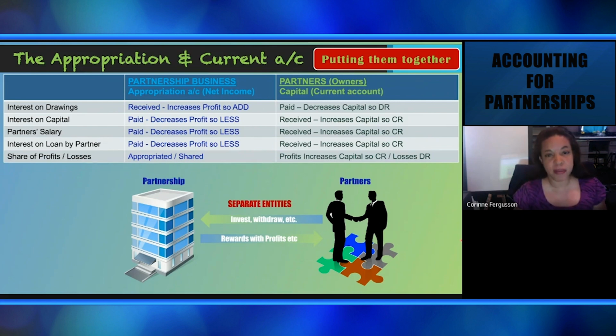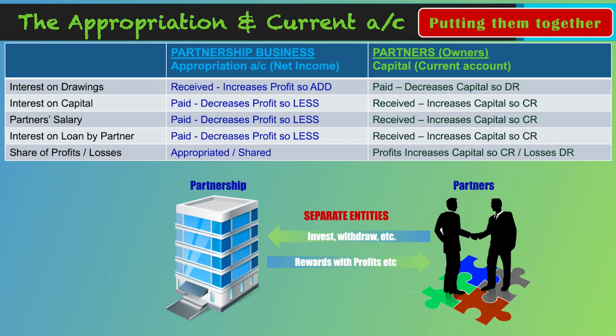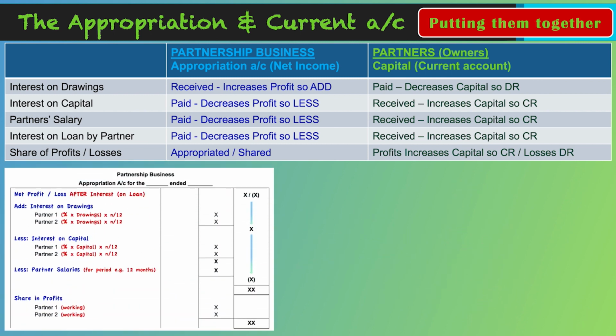So you would see the separate entities, different perspectives, which means that they are going to be the opposite of each other. What adds to profit, because the business has received money from the partners, will take away from the partners. So if you add something in the appropriation account, you will minus it in the capital account. So here it is to see it visually again.